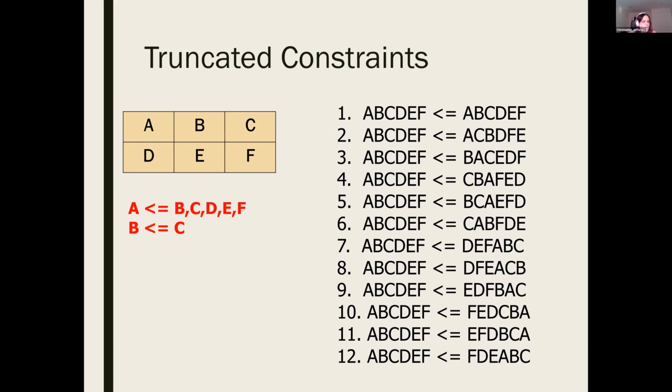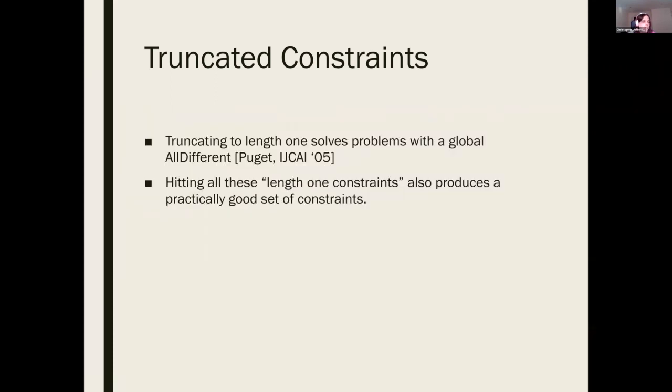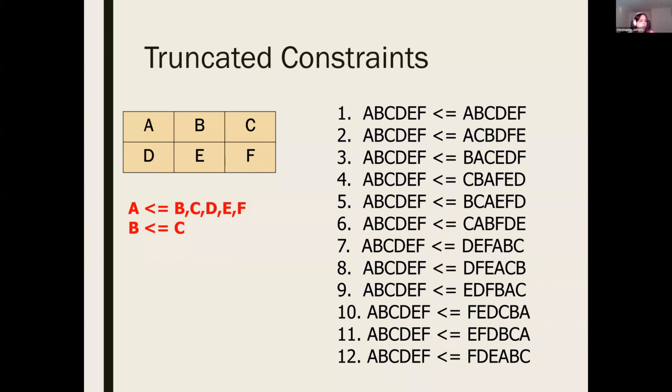Now, length 1 deductions are great because for a start, there can only be at most n squared of them. In fact, there's at most n of them. There is a paper by Puget where he first proves you only need n of these, because you'll often get things like A less than or equal to B, B less than or equal to C, and also A less than or equal to C, and you don't need A less than or equal to C if you know A is less than or equal to B and B is less than or equal to C. If your problem has a global all different constraint, you know all the variables are different, then actually these reduced constraints are sufficient to break all the symmetry.